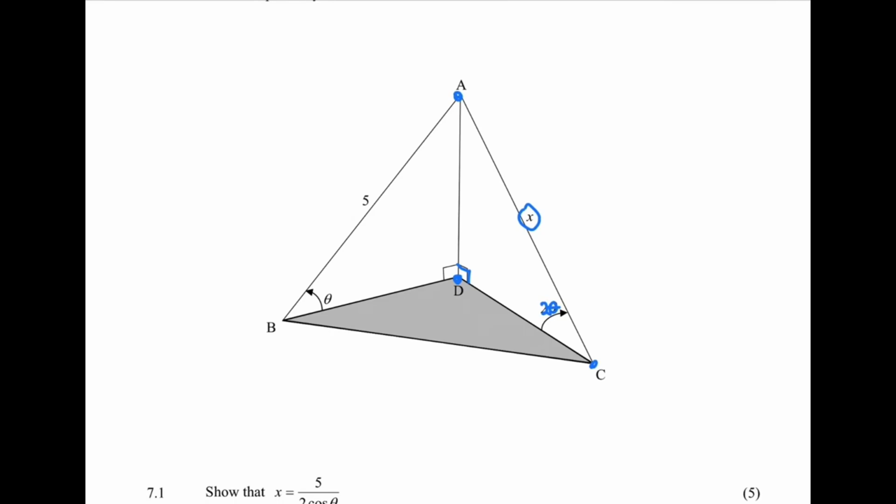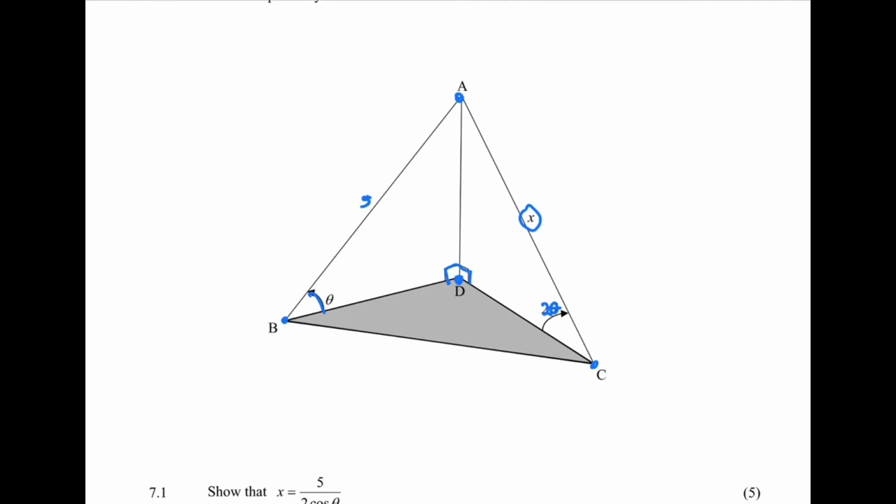But if you look at triangle ADB, we have theta here, and then we have 5, a value here, and then here we have 90. So what you want to do in this kind of question is start with the triangle that has the most information and move towards the triangle you're interested in. Clearly, triangle ADB has the most information compared to triangle ADC. So let's start from triangle ABD and move towards triangle ADC.